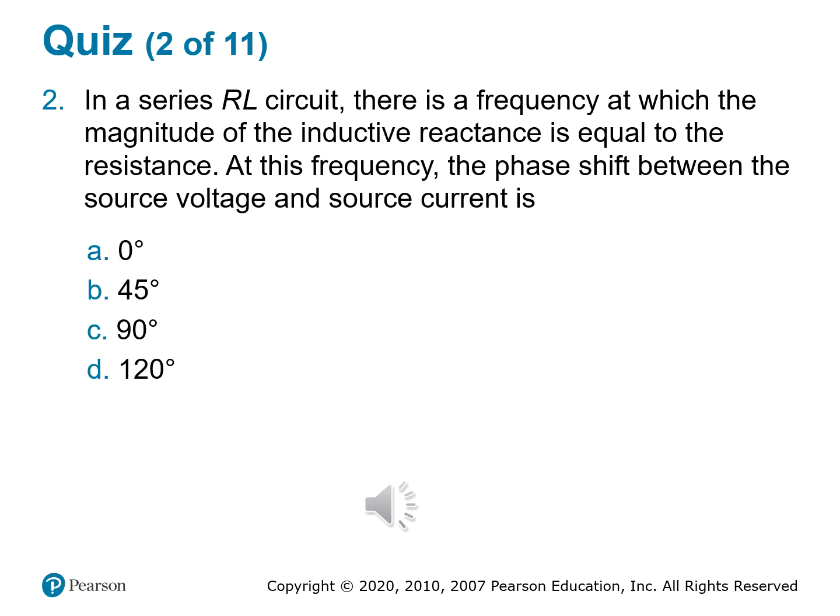Number 2, in a series RL circuit, there is a frequency at which the magnitude of the inductive reactance is equal to the resistance. At this frequency, the phase shift between the source voltage and the source current is what? A, 0 degrees, B, 45 degrees, C, 90 degrees, or D, 120 degrees. Go ahead and pause the video. All right, so if you're back, the correct answer for this one was B, 45 degrees.